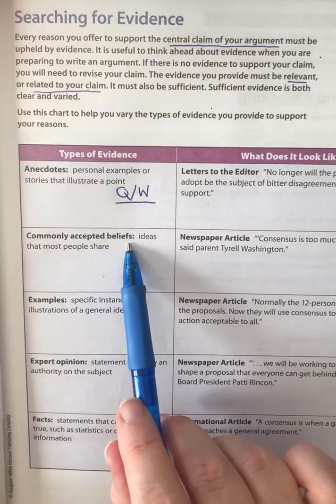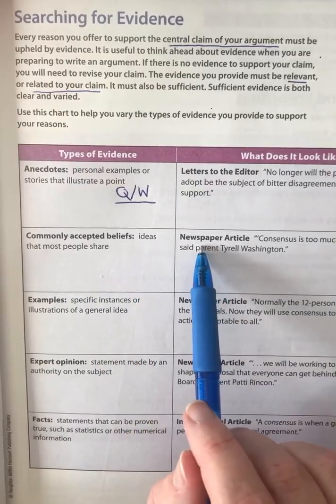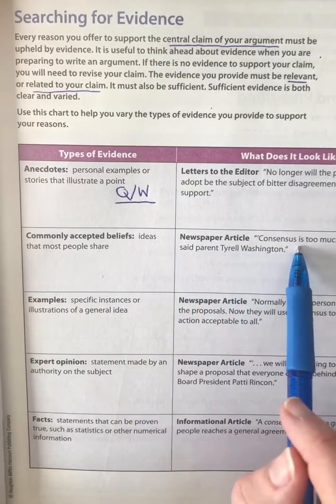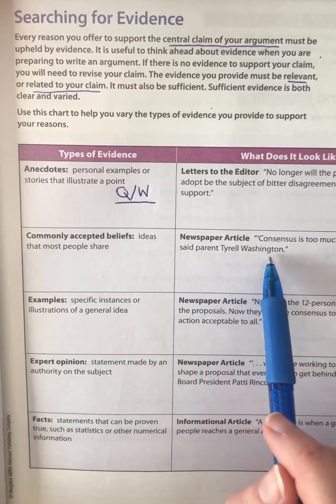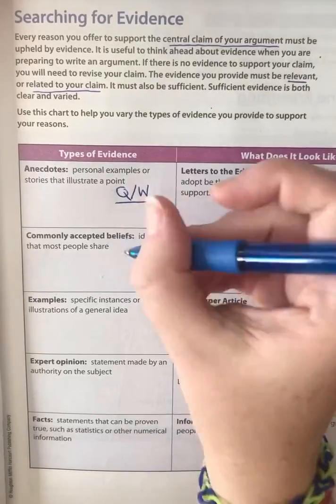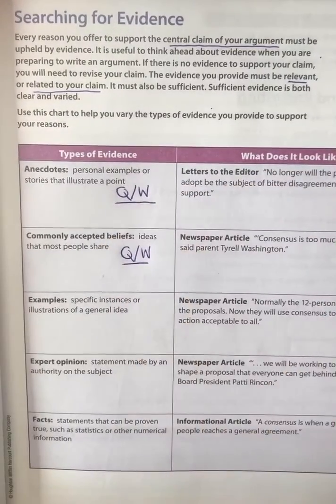Commonly accepted beliefs, which are ideas that most people share. So in the newspaper article, consensus is too much compromise, said parent Tyrell Washington. Okay, so again, you can find a lot of commonly accepted beliefs in quoted words.